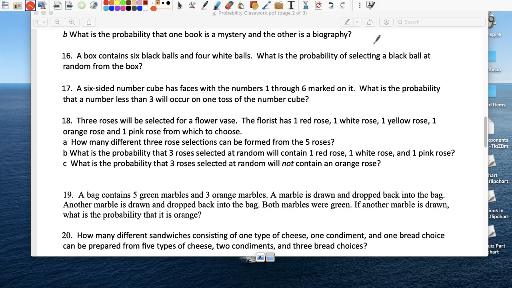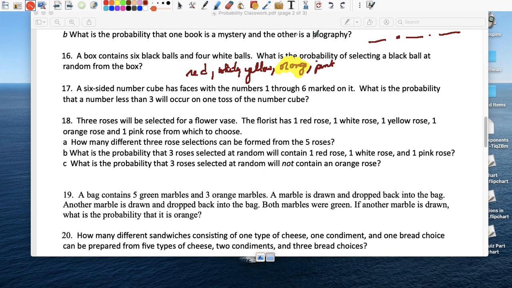What's the probability that 3 roses selected at random will not contain an orange rose? So you select 3 roses again. Right. So let's write the colors out. We have a red, a white, a yellow, orange, and the pink. So we don't want orange. We can't select the orange, and I'm going to highlight that.